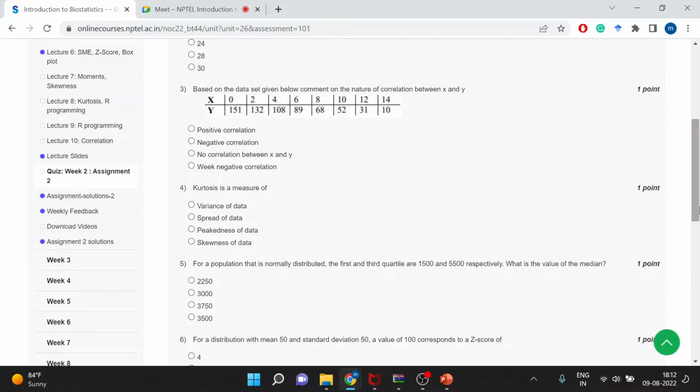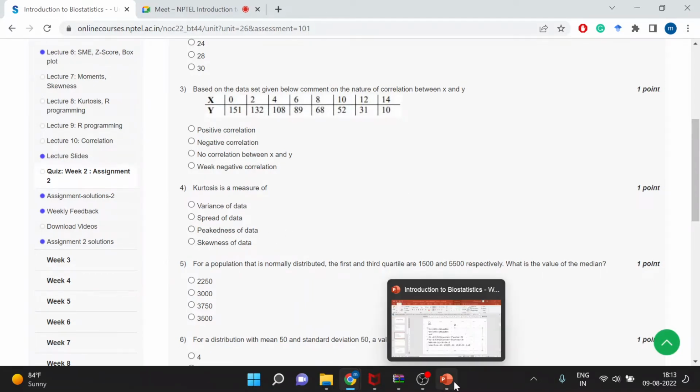So the first moment is basically the mean of a data set. It's (x minus mu) to the power 1 by the standard deviation. Later on, the second moment is the variance of the data. The third one is called the kurtosis, and kurtosis is nothing but the peakedness of the data set.